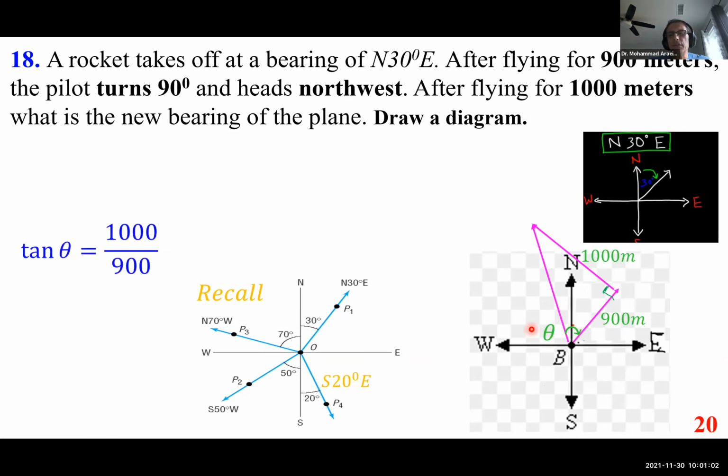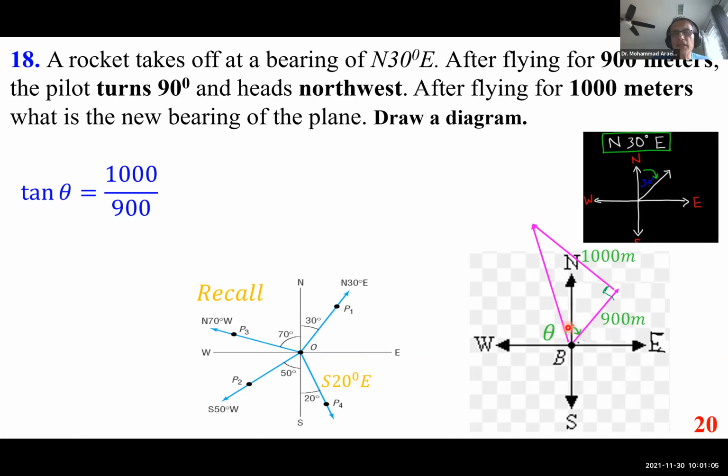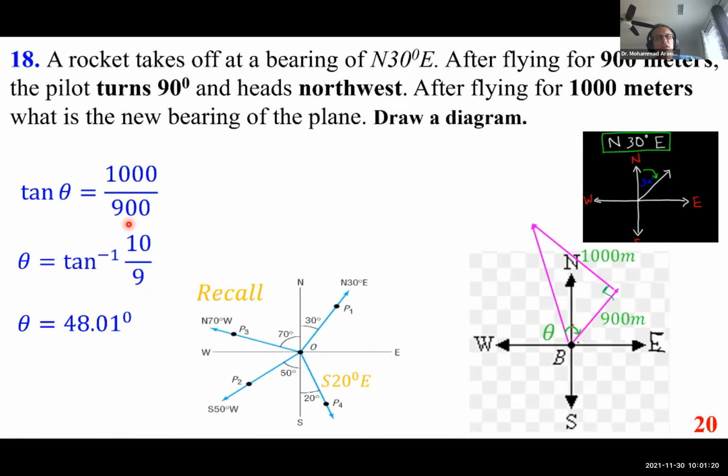And it can be found, tan of theta is the opposite, which is 1,000, over the adjacent, which is 900. So theta is tan inverse of that. Using a calculator gives us 48.01. Now, this whole angle is found to be 48.01. This angle, that means from here to here, we know it to be 30 degrees.